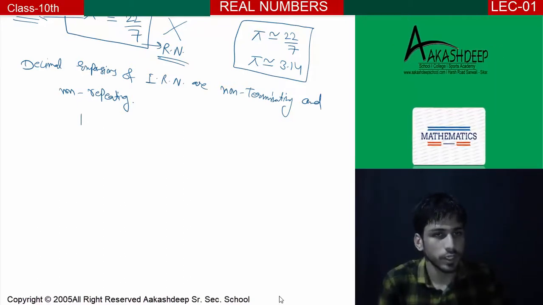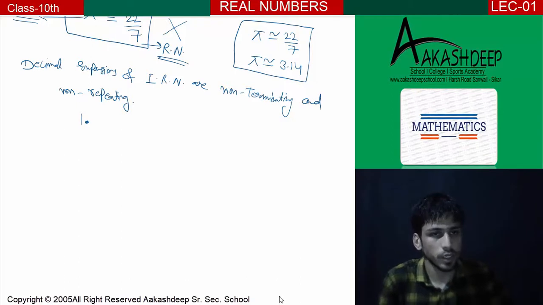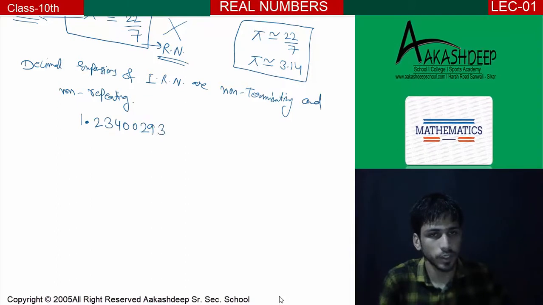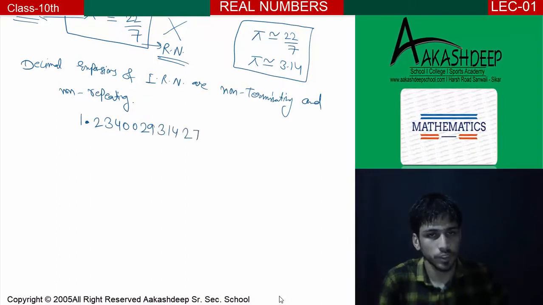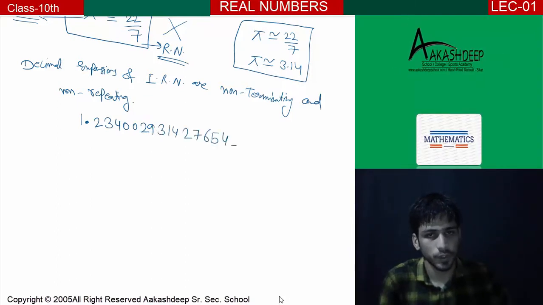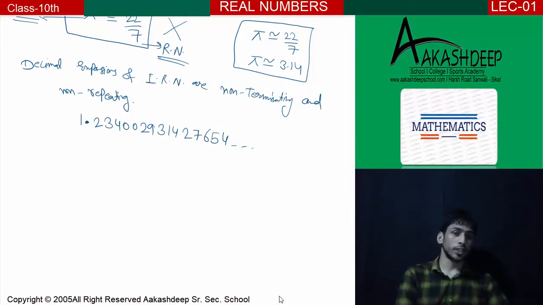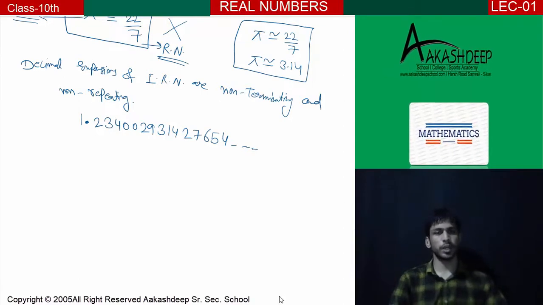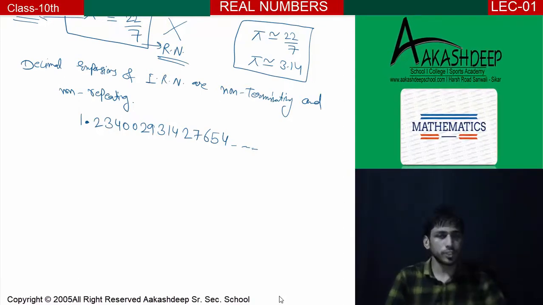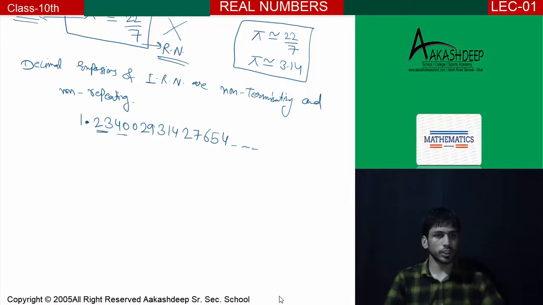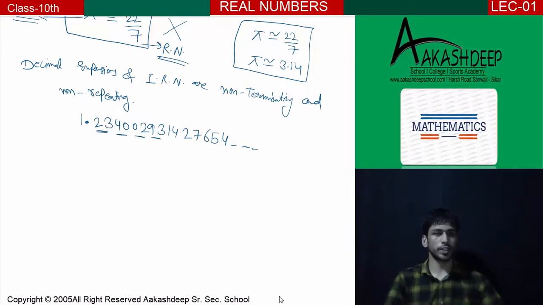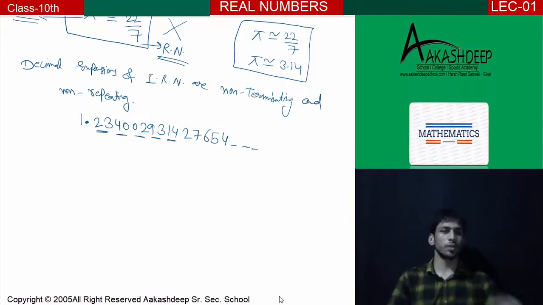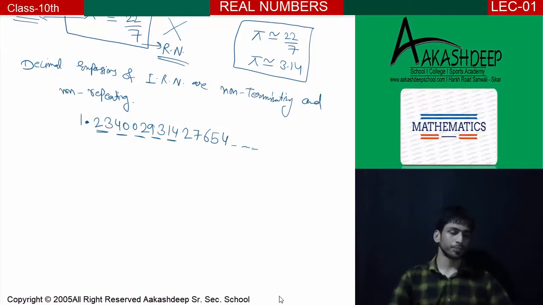So something like this, if I write an irrational number like 1.234002931427654 dot dot dot. Here I can say that this number is never ending, it means it's non-terminating, but here we cannot see any pattern, it means there is no digit which is repeating. Let's say here we have 23, then 40, then 02, then 93, 14. So there is no pattern we can observe here. So this is one of the examples of an irrational number.